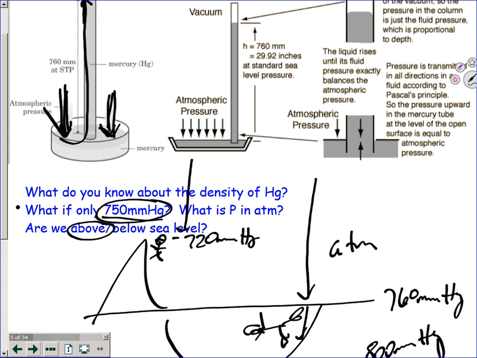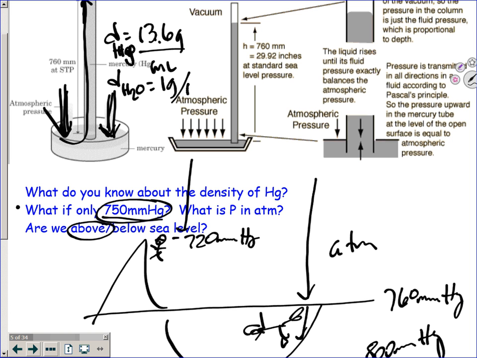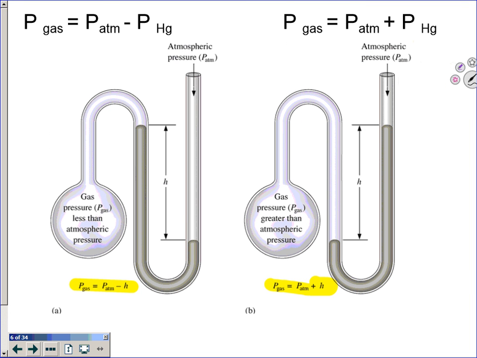The density of mercury is 13.6 grams per milliliter. What's the density of water generically? 1. So this is the density of mercury, and this is the density of water. So it's quite different. That's why we use mercury. You guys good? Okay. So I think we went through enough of this. You guys good on here? Measuring height differences, adding, subtracting as needed.